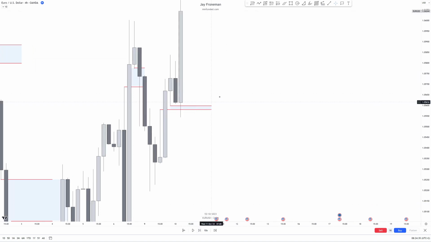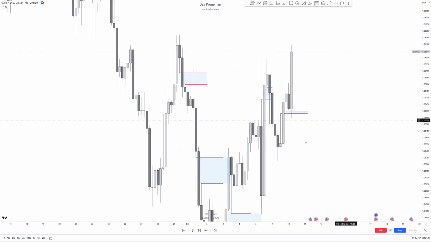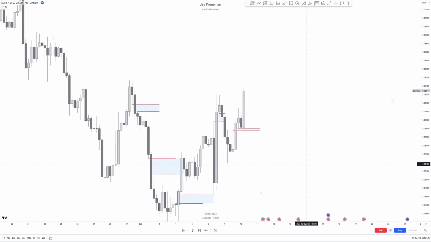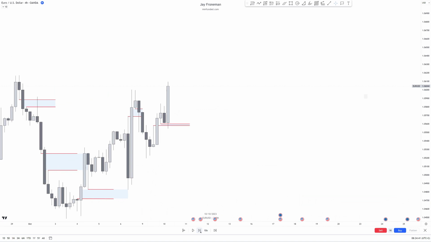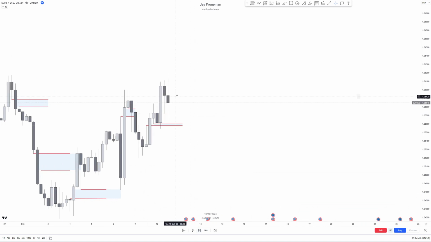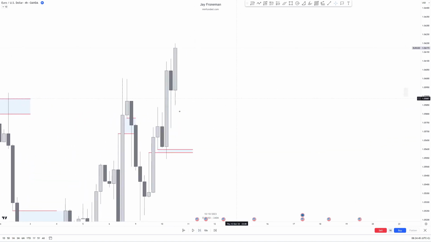Price mitigates that fair value gap and continues in the expectational direction. Let's continue this. Okay, so over here is a good example of candle number 1, 2, and 3. The high of the first candle is overlapping with the low of the third candle. Therefore, there is no fair value gap.